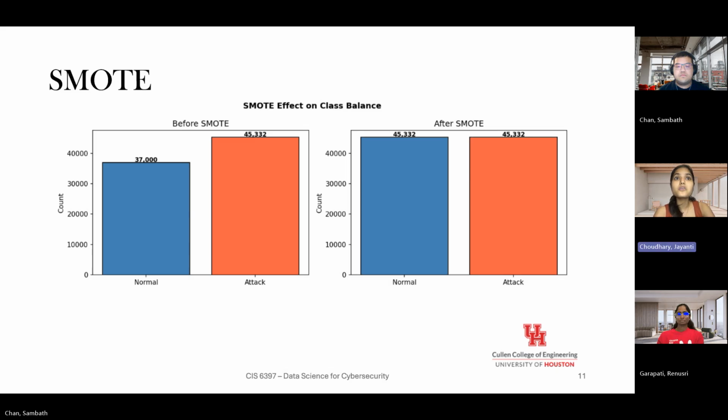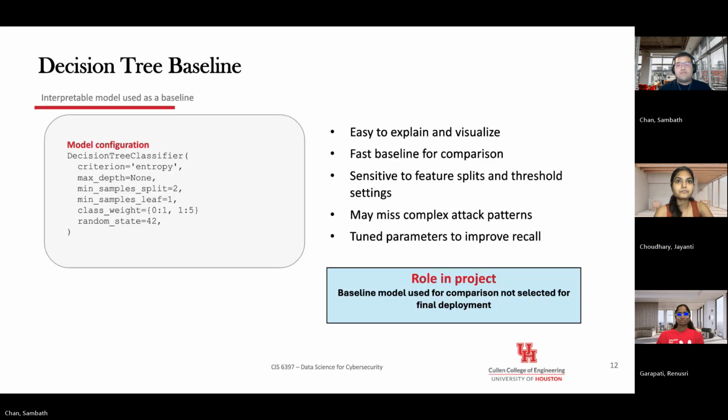In pre-processing, we prepared the data for modeling. We converted features into numerical form and scaled numerical values. We applied SMOTE to balance the data set, but only on training data to avoid bias. We also created new features to better capture patterns in network traffic. These steps helped us improve model performance significantly. All right, let's go to the next slide.